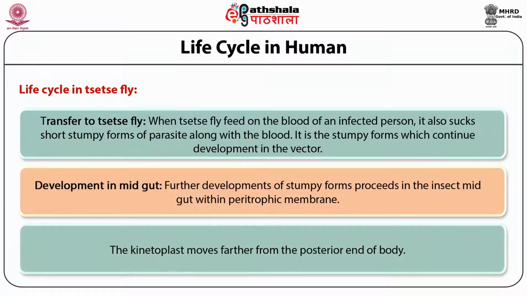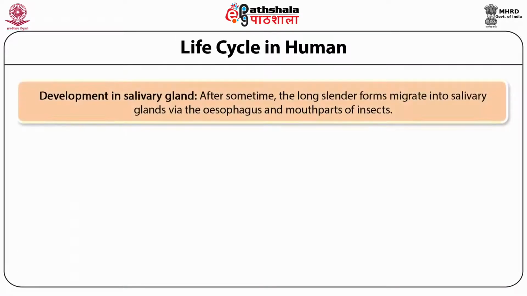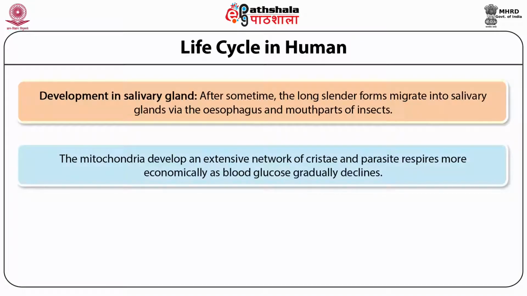The kinetoplast moves further from the posterior end of the body. The energy-yielding process is related to mitochondrial oxidation of pyruvic acid. After some time, the long slender forms migrate into the salivary gland via the esophagus and mouthparts of the insect. Here they metamorphose into the crithidial forms, with shortened body, reduced free flagellum, and the kinetoplast in front of the nucleus. The mitochondria develop an extensive network of cristae and the parasite respires more economically as blood glucose gradually declines. The crithidial forms multiply in the lumen of the salivary glands and transform into slender metacyclic forms.